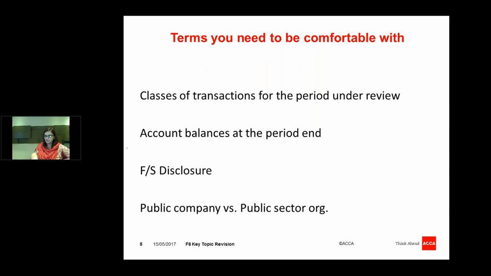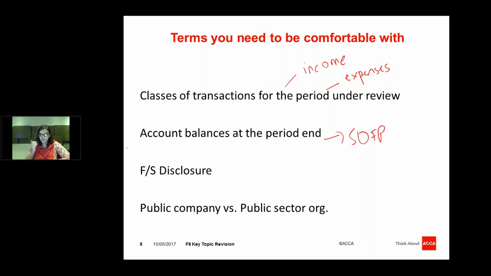So from now onwards, whenever I say, oh, this is a class of transaction for F8, you should instantly think, Afaf is either talking about income or talking about expenses. So items from the statement of profit or loss. What are account balances at the period end? So if I say, oh, this is an account balance, what do I mean, guys? Anyone? So this is, again, balance sheet. Absolutely right. Your statement of financial position. So all the items in the statement of financial position are account balances.